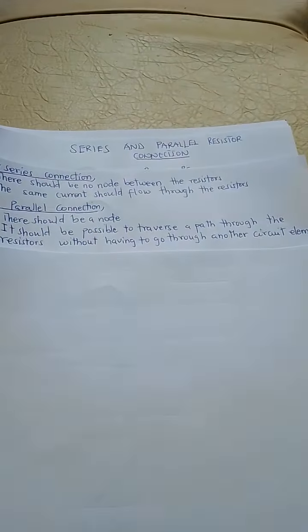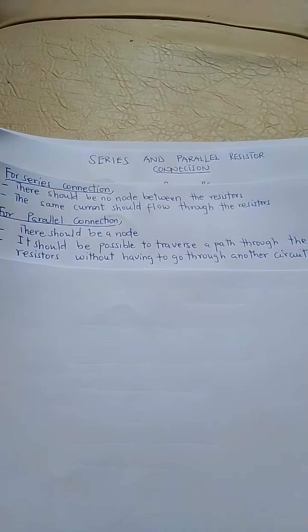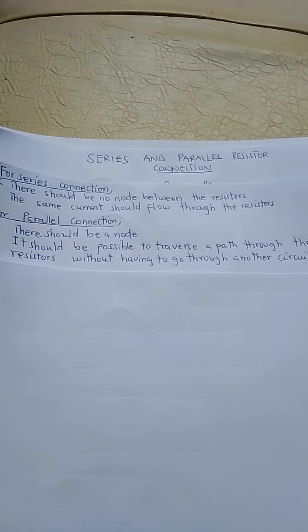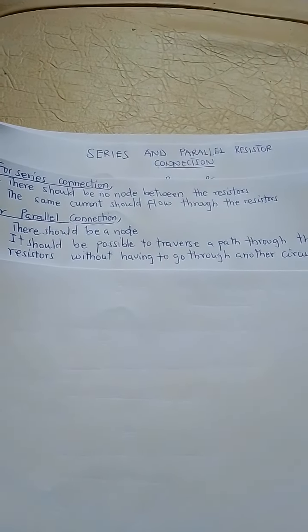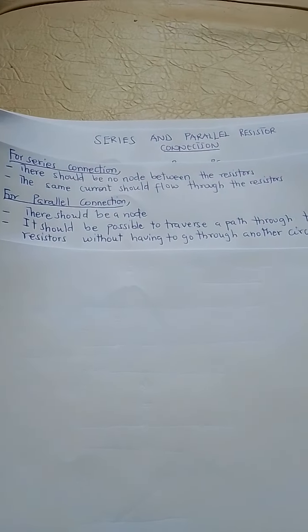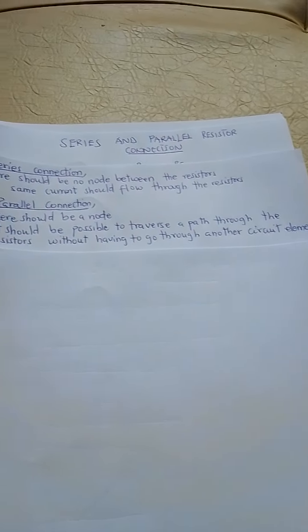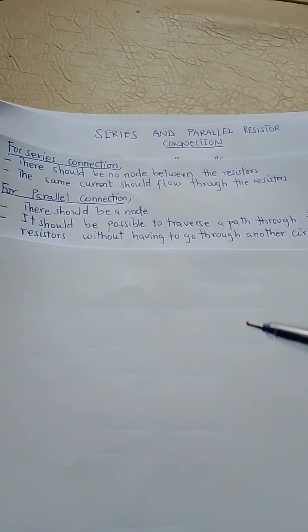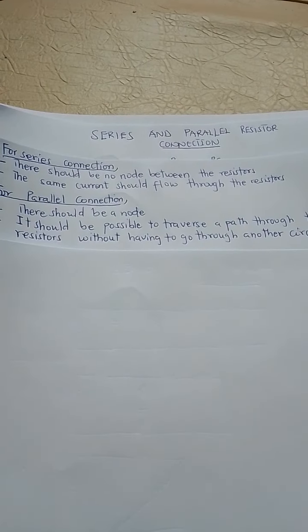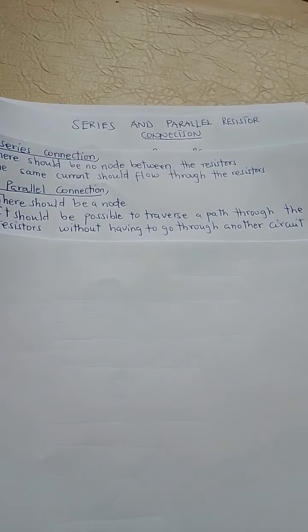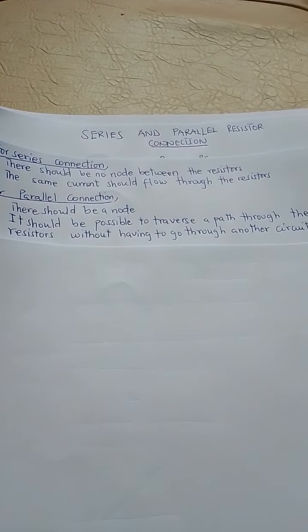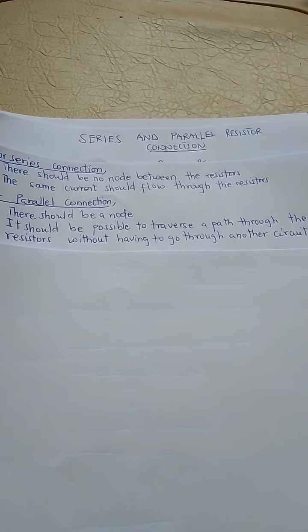Now let's see the parallel connection. For parallel connection, there should be a node. So for parallel, a node should be between the resistors so that the current is split and different current will pass through each resistor. Then the second thing is, it should be possible to traverse a path through the resistors without having to go through another circuit element. So if you go around the resistors which are in parallel, you shouldn't meet any other circuit element, not even a battery or any cell. So these are the conditions for resistors to be in parallel or series connection.